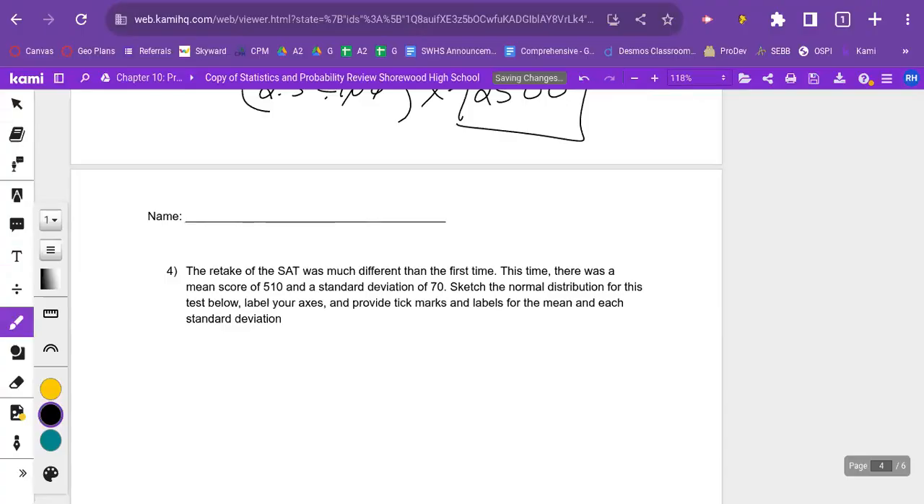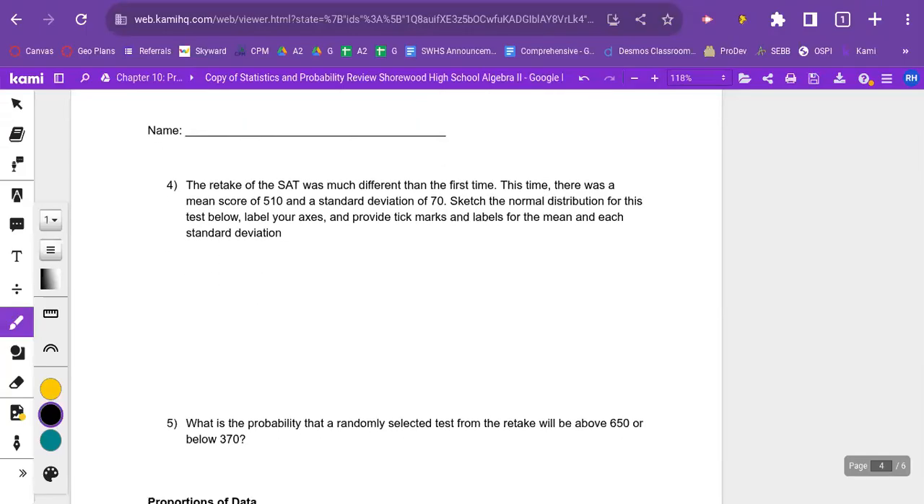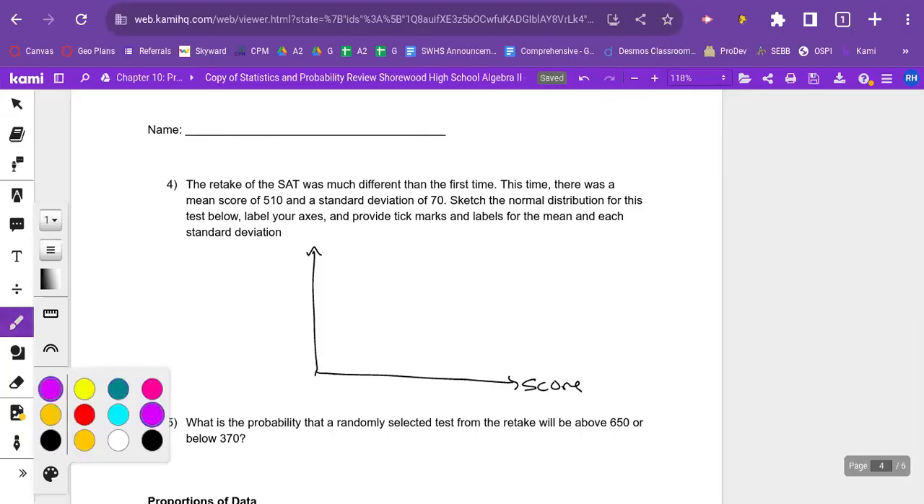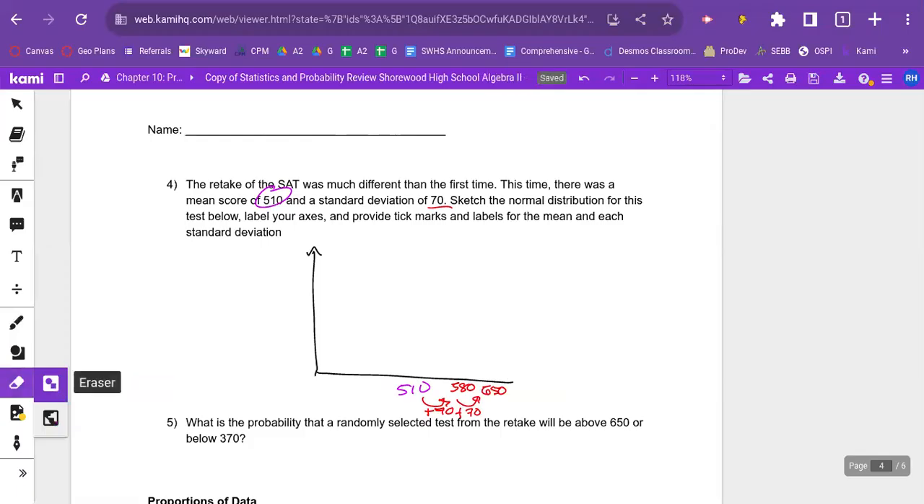The retake of the SAT was much different from the first time. This time, there was a mean score of 510, a standard deviation of 70. Sketch the normal distribution curve, and label your axes, provide tick marks. So when we look at this, the value along here is going to be our score that we have. So if I place the mean in the middle, that is the 510. And every time that I go above, that means that I'm adding a standard deviation. So that's adding 70 to 510, which will get me to 580. Adding another 70 will get me to 650. And then I've run out of space, so I need to extend this a bit more.